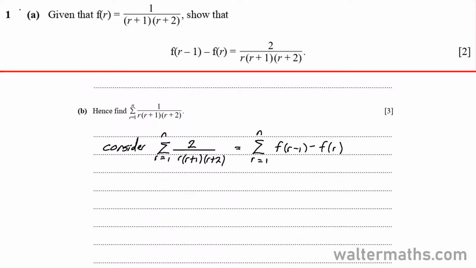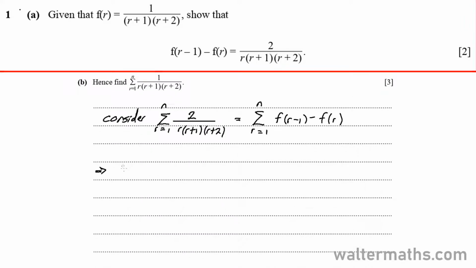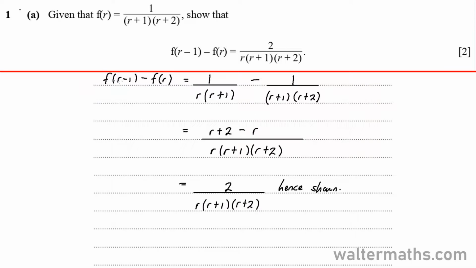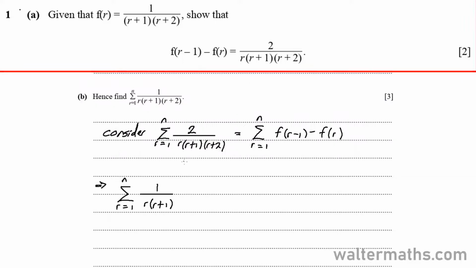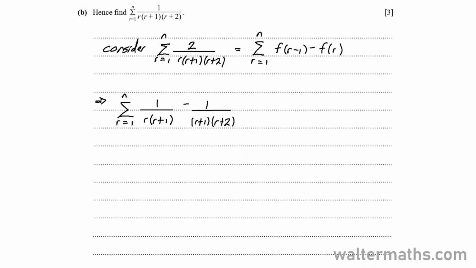So let's work on that. It is going to be the summation from r is equal to 1 up to n of f of r minus 1. Now f of r minus 1 is 1 over r(r plus 1). Remember, we had done that in part A. For f of r minus 1, we had gotten 1 over r(r plus 1), and it's minus f of r, which is 1 over (r plus 1)(r plus 2). So we're going to use the method of differences.